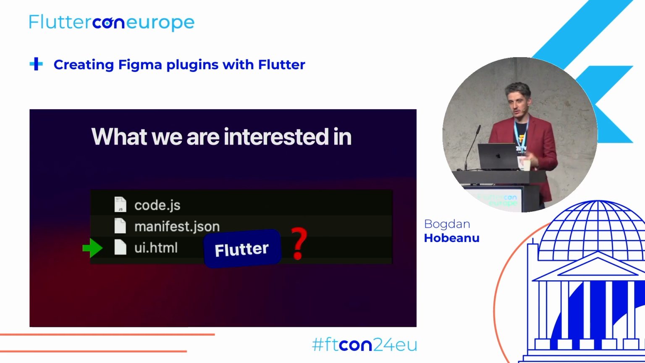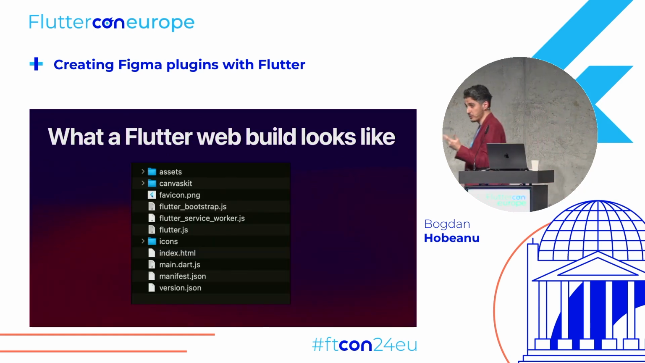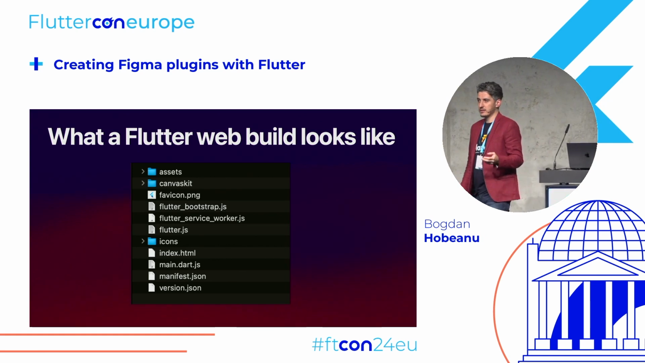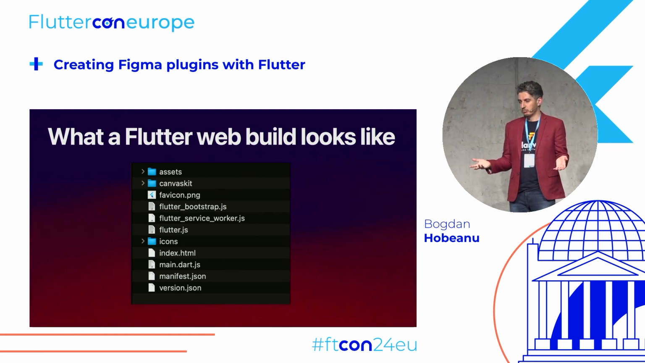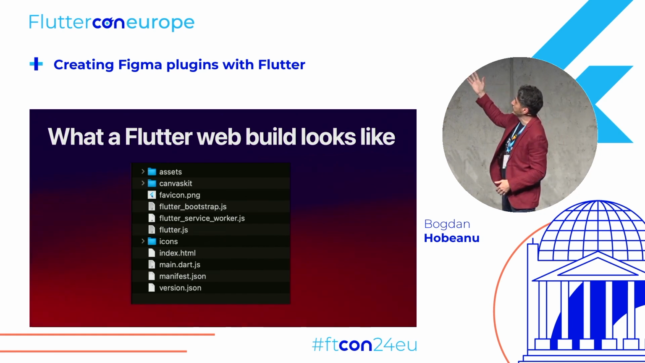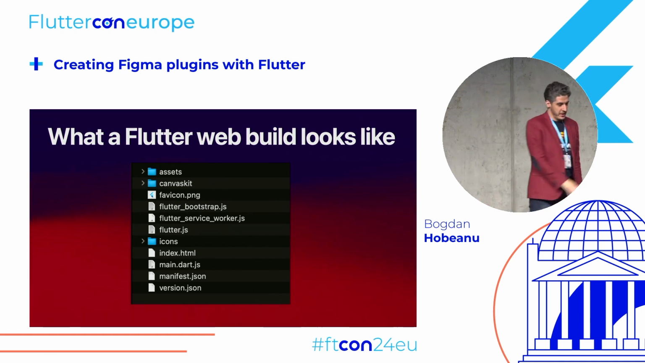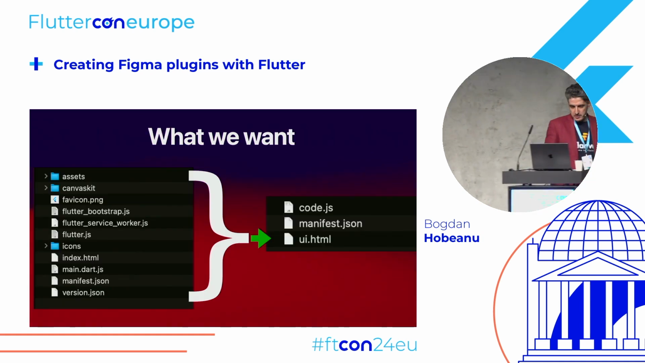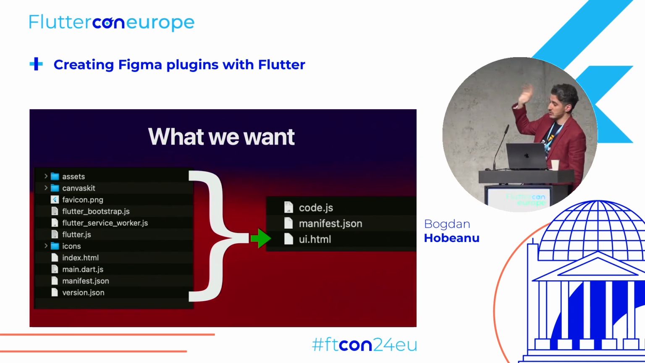So in order to avoid this context switch, I said, okay, let's try to build a UI using Flutter. And as you know, Flutter has support for the web. And I said, okay, then let's build the Flutter as a web app. And this is the output that you receive when you make a Flutter web build. It's a little more than an HTML file, right? So the problem now is, how do we get from a bunch of files to a single file?